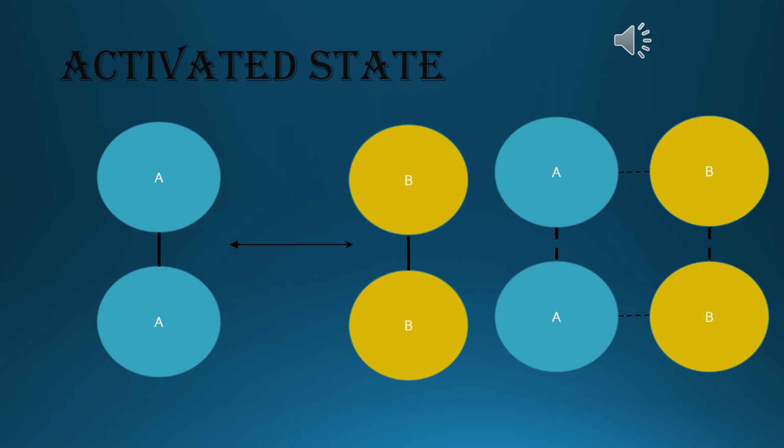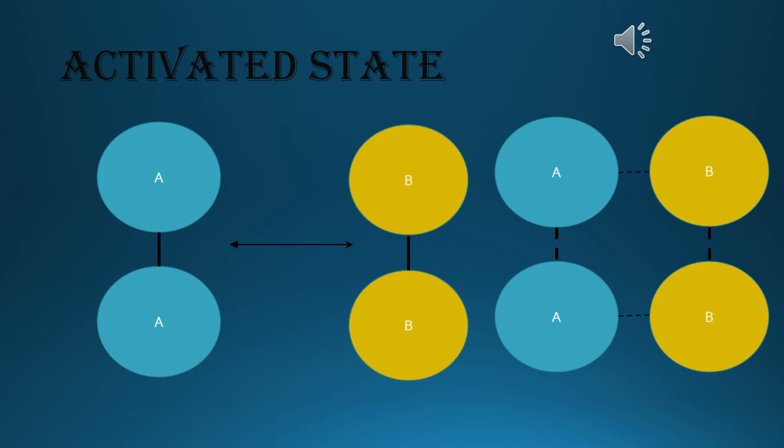Now let me explain the formation of the activated state through this picture. As I told you, the A2 molecule and B2 molecule approach each other in the proper direction and they also have sufficient energy. Now when they collide, an interaction between these two molecules happens in terms of energy exchange. And now the bond between the two A atoms and the two B atoms gets weakened, and at the same time a new bond between A and B gets formed.